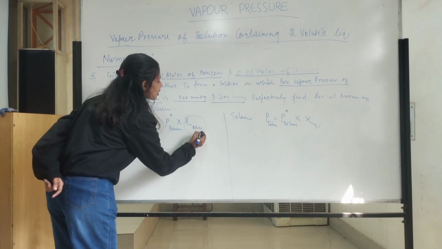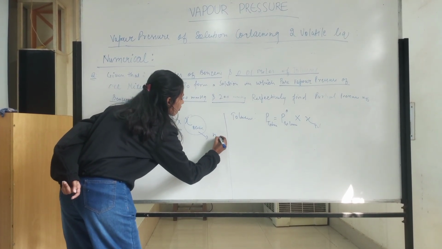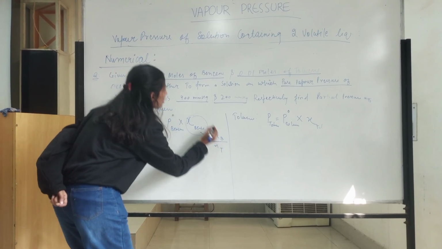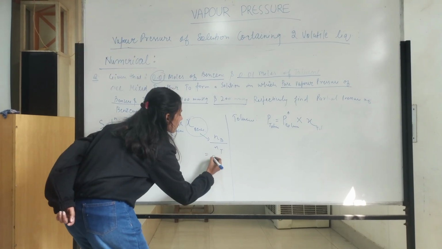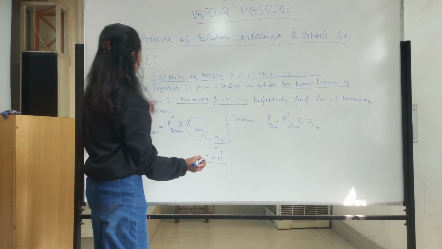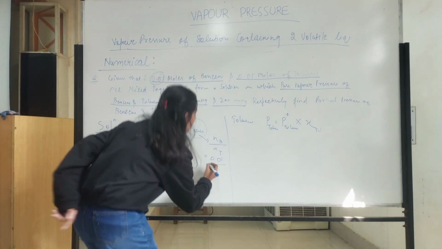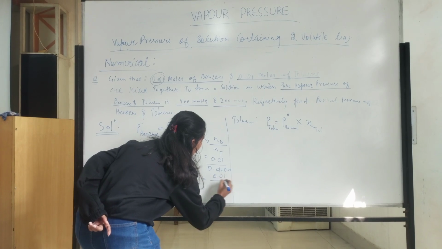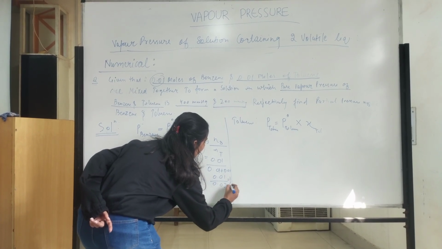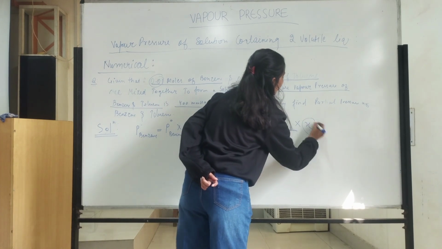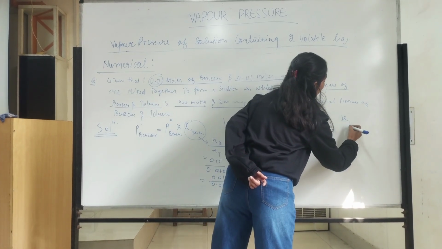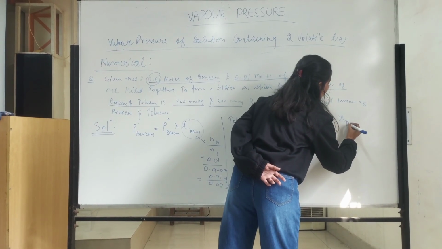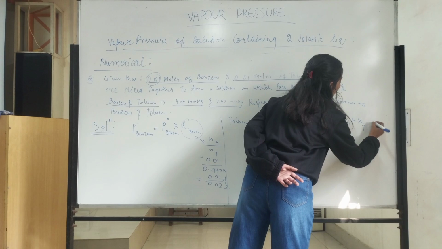The formula for mole fraction is moles of benzene divided by total number of moles. So moles of benzene is 0.01 mole, divided by total moles. Total moles are moles of benzene and toluene. So 0.01 plus 0.01. The answer will be 0.01 divided by 0.02, that is half. For toluene, we can find the same. Also we know that the sum of the two mole fractions is equal to 1. So mole fraction of benzene plus mole fraction of toluene is equal to 1.